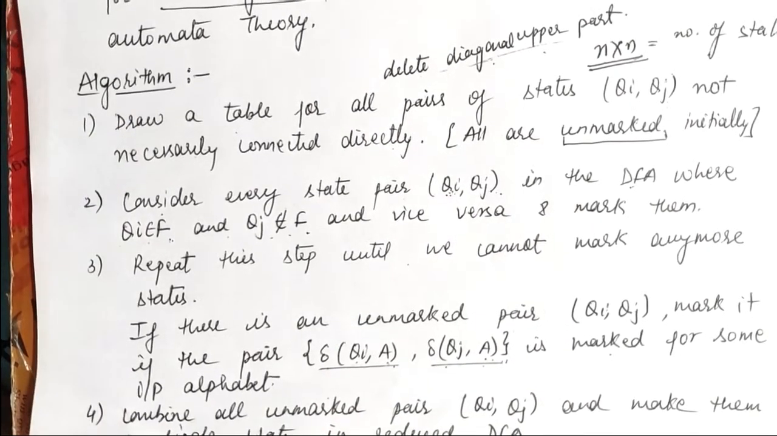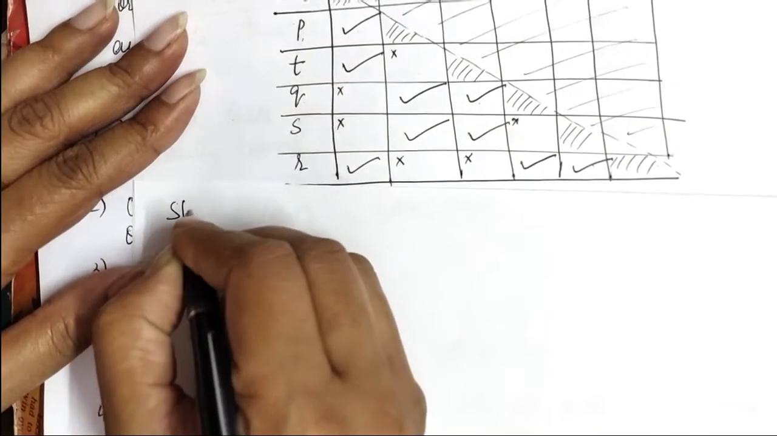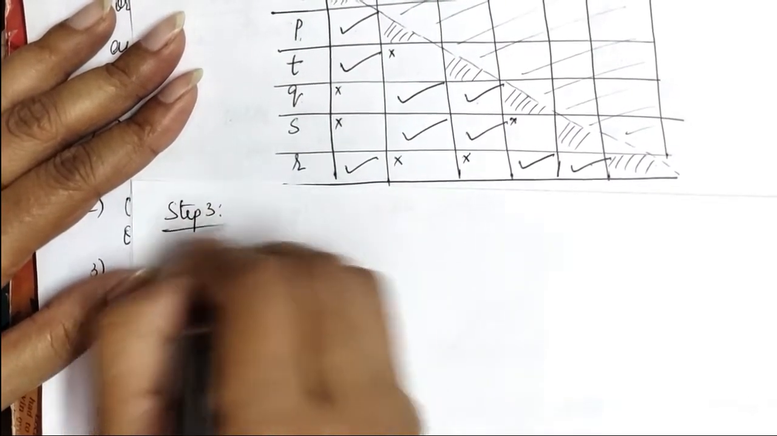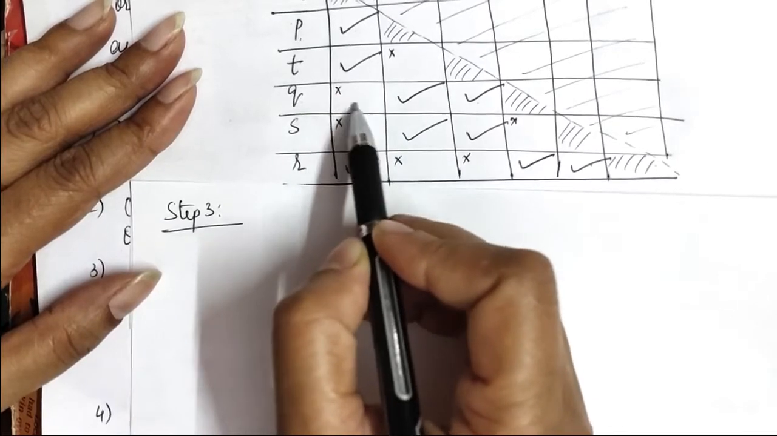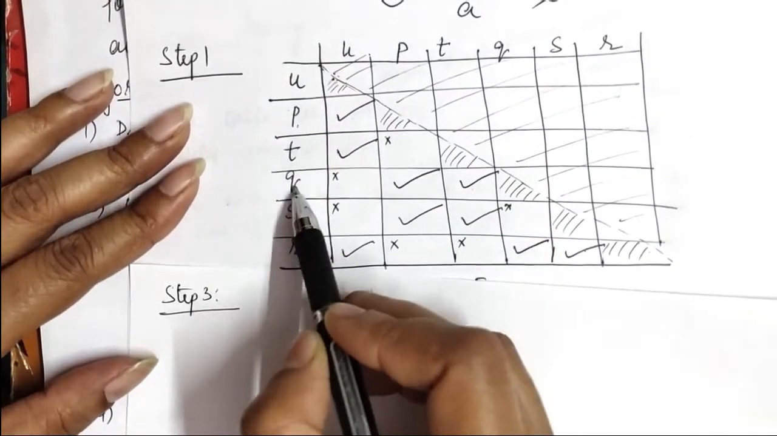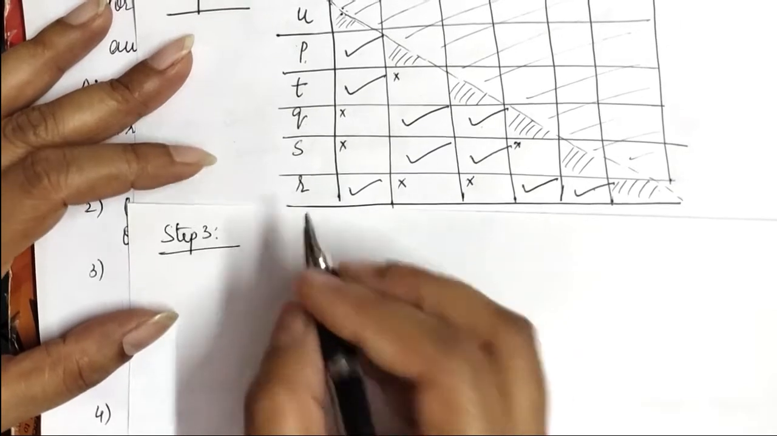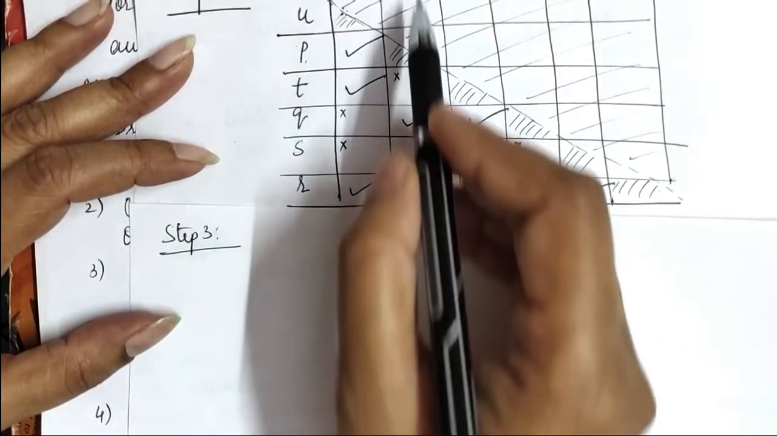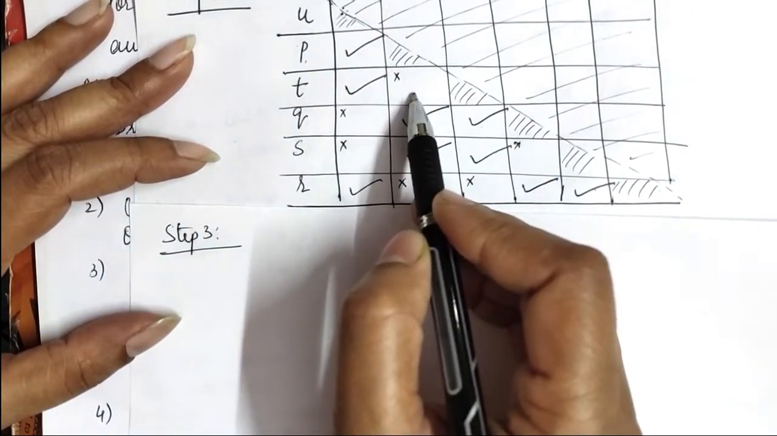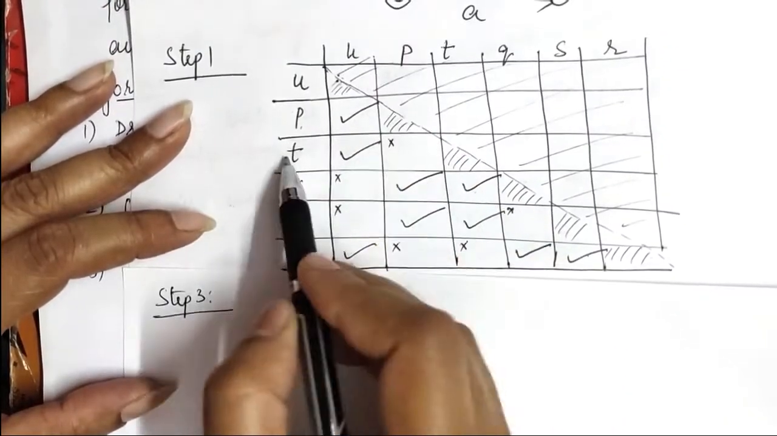How do we find it? So we consider the first cell. So for step 3, the first unmarked cell is this. This cell is U comma Q. Or you can say first we consider this unmarked cell, that is P and T.